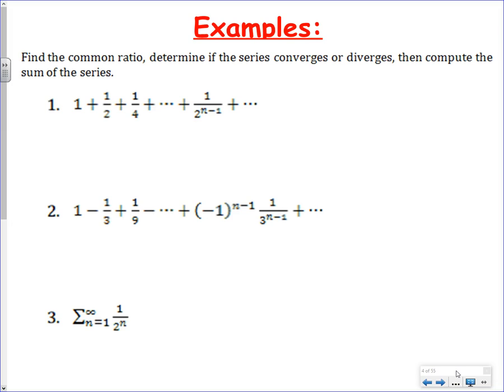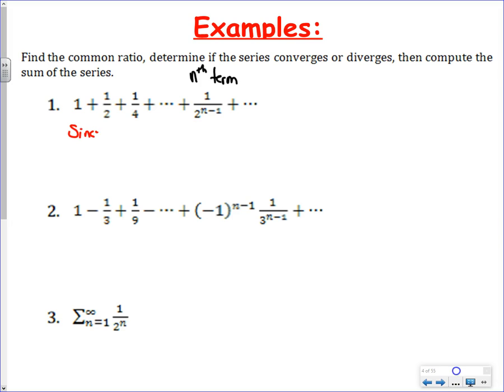1 plus a half plus a fourth plus dot dot dot plus, here's the a sub n-th term. Important to know that this is called the nth term. What do you guys get for R for number 1?